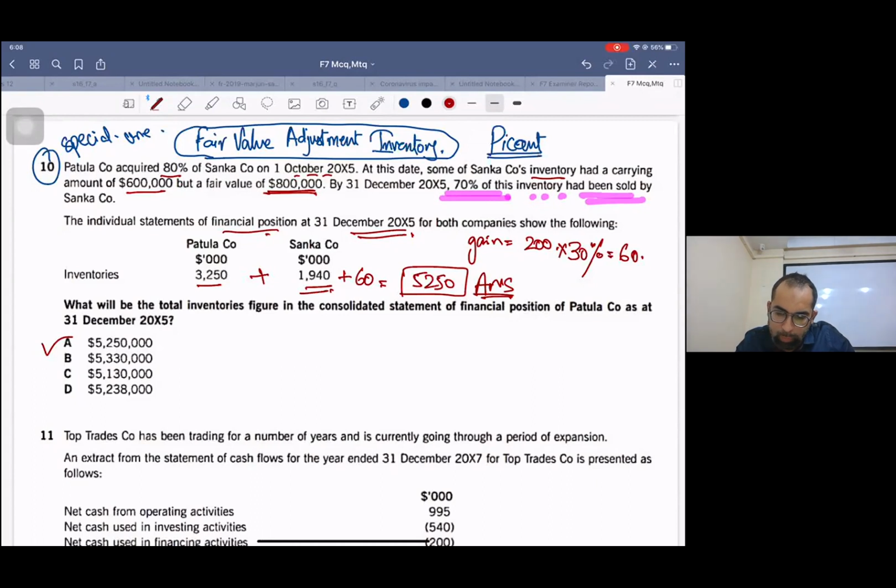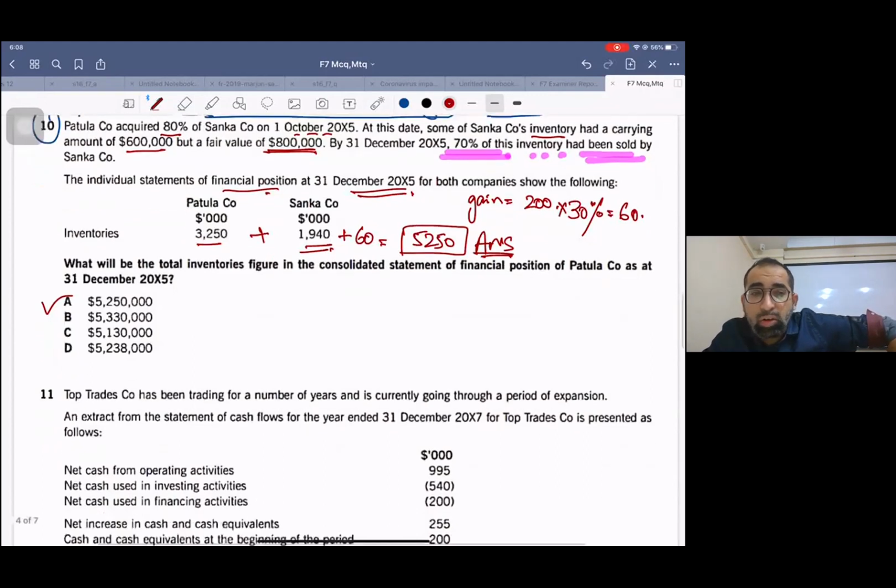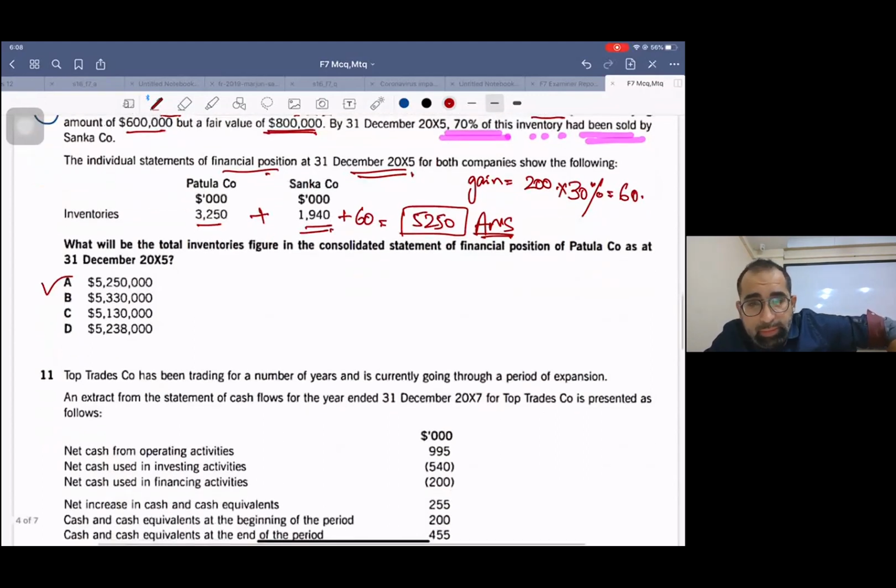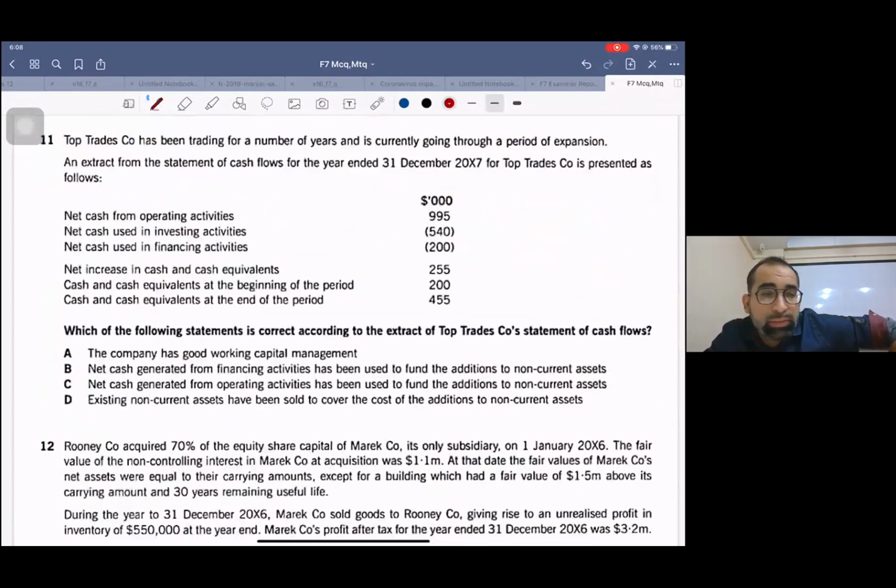Now question number 11, with some theoretical requirements. When there is an obvious answer you have, don't go for an unobvious answer which is not clear. Okay, for theory requirements, if something is very clearly written, then go for that answer. Now question number 11 is related to your statement of cash flow.